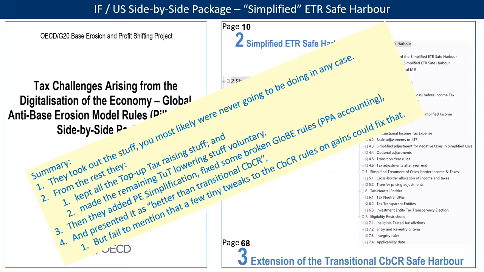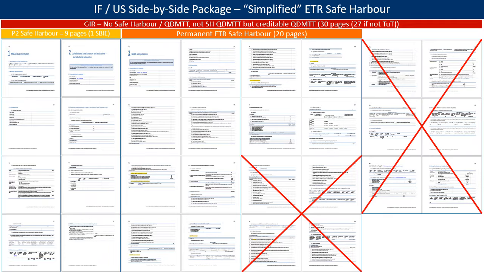You could have simply used transitional CbCR and made that permanent. I do not understand this insistence on not applying the transitional CbCR. Where does this leave us visually in terms of what we now need to do, what we used to have to do under the transitional CbCR safe harbor, and what we are going to need to do under the permanent ETR safe harbor? If you look at the page in front of you, all the pages together, that is what you need to fill in when you are doing a GloBE information return.